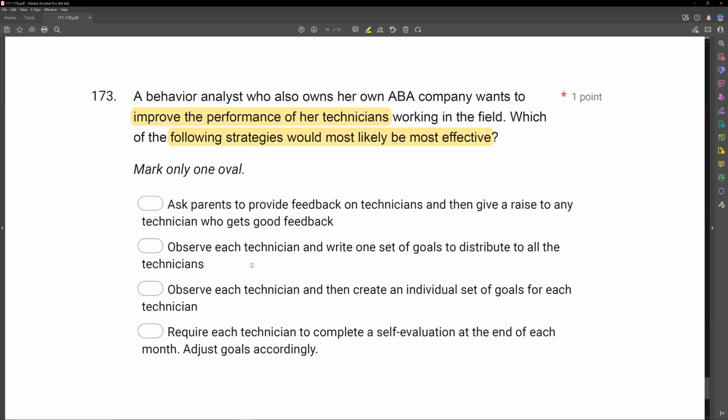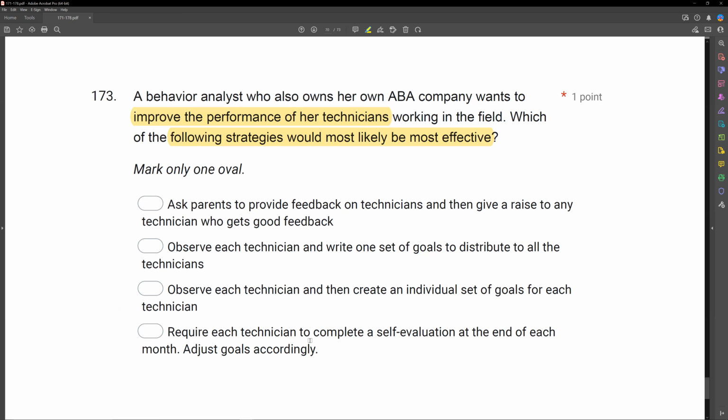B, observe each technician and write one set of goals to distribute to all the technicians. All right, again, think in terms of the client. Would we take all our clients and write a single set of goals for all the kids? No, we need to individualize, right? Each goal needs to be individualized to the client, just like our goals need to be individualized to the techs. Observe each technician and then create an individual set of goals for each technician. Good. We're actually observing them, a direct observation, and then creating these individualized goals for each of them.